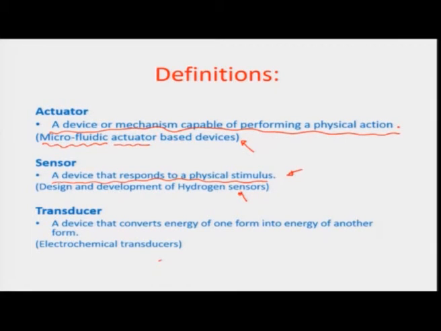So, there we will use some design principles to design the sensor, and then we will also talk about transducers, which are typically devices that convert energy of one form into energy in the other form. For example, there could be an electrochemical transducer which may work on monitoring the pH of a particular biofluid, and as a function of the change of pH, it is recorded in terms of a voltage signal.